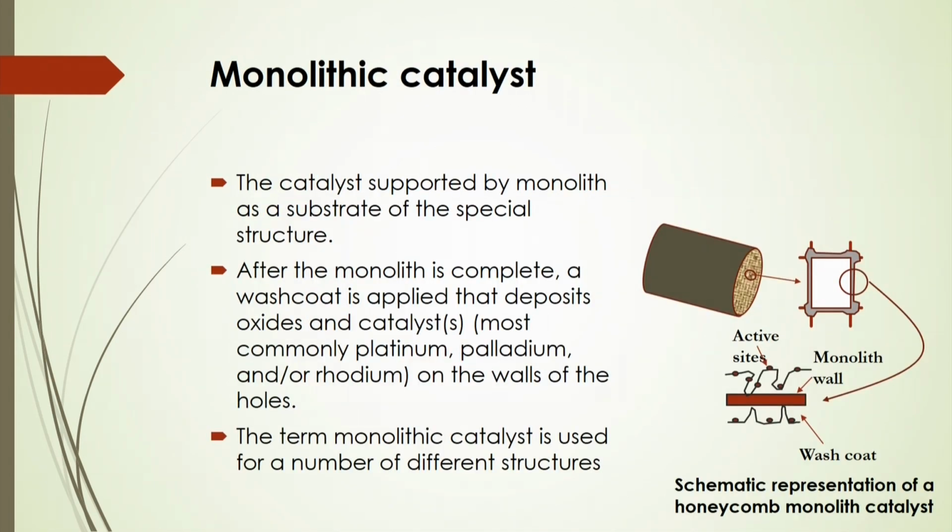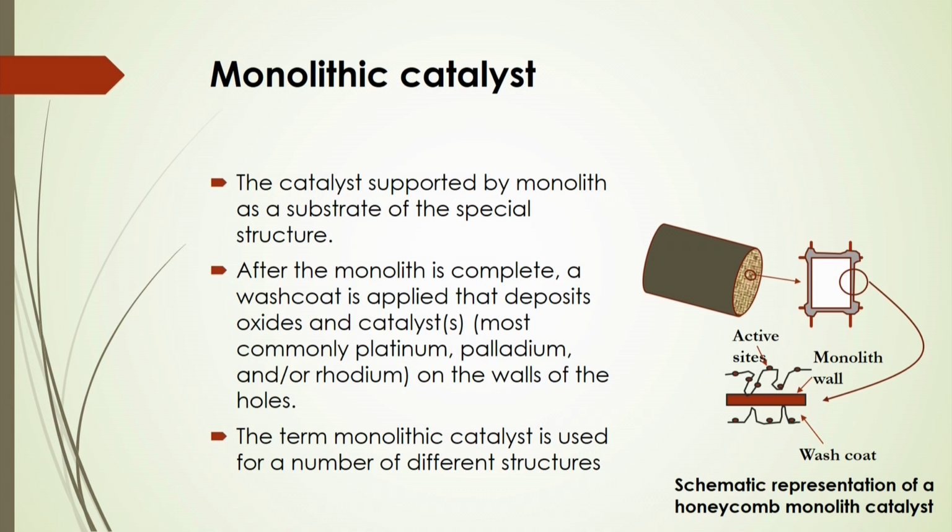Now, the catalyst is supported by the monolith as a substrate of the special structure, and after the monolith is complete, a wash coat is applied, as per the picture shown here, that deposits oxides and catalysts, mostly platinum, palladium or rhodium, on the walls of the holes.